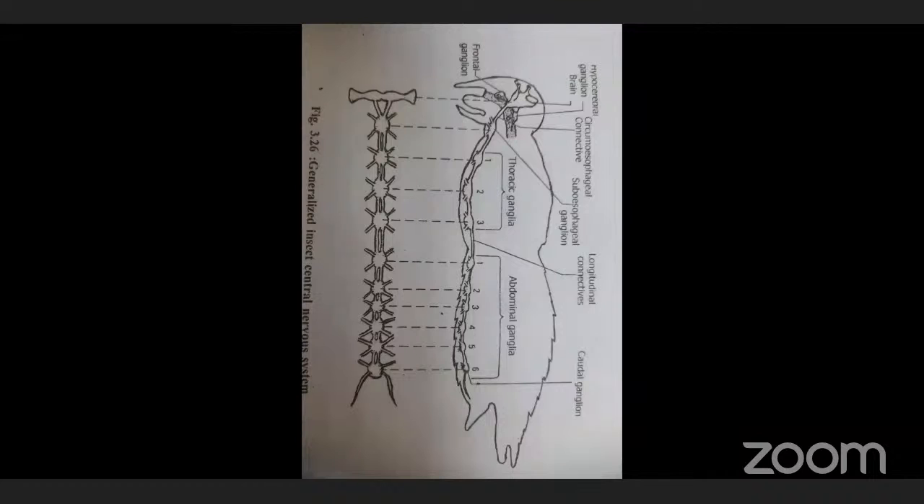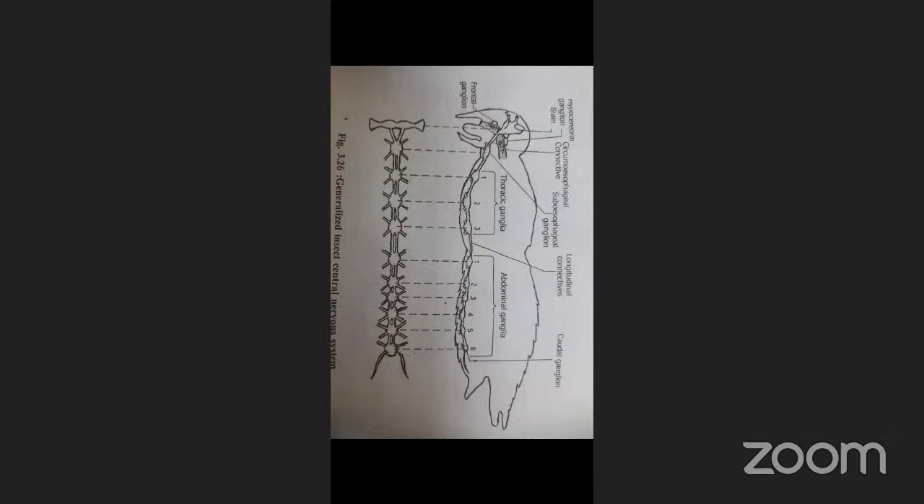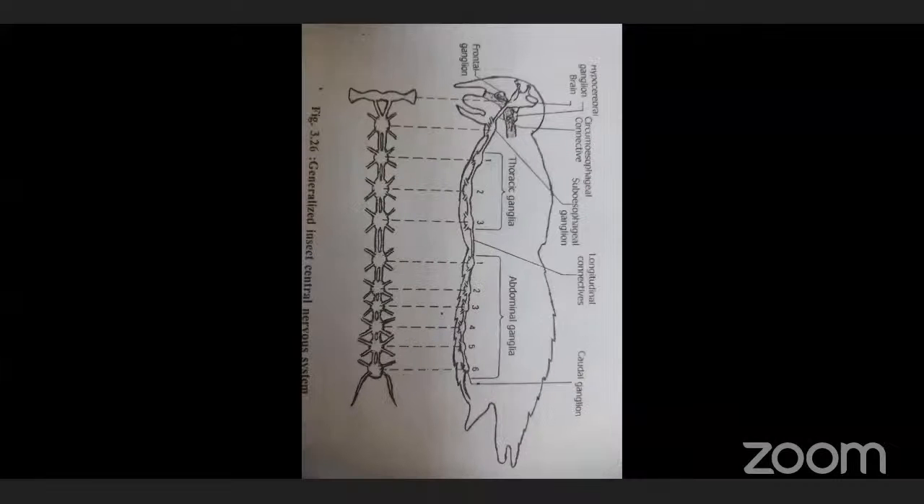And the information which is received is called a stimulus. It may be through a chemical, or light, or pressure, heat, magnetism, etc. So the insect nervous system can be divided into 3 parts: central nervous system, peripheral nervous system, and the visceral nervous system.